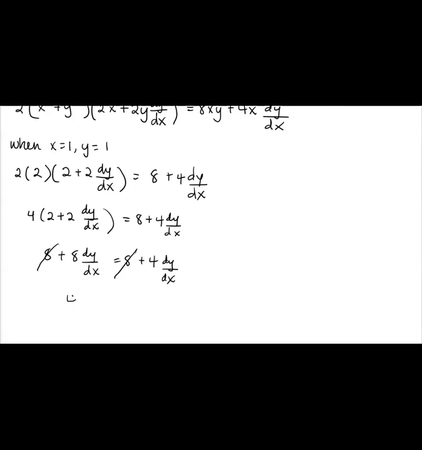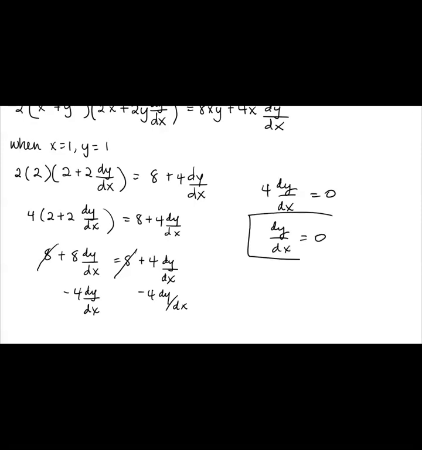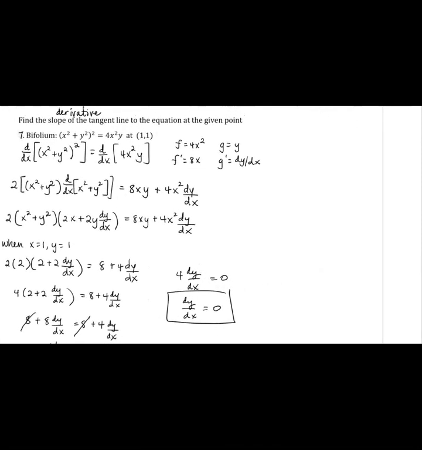So now I'm going to subtract 4 dy dx from both sides of this equation, which leaves me with 4 dy dx is equal to 0. And then dividing both sides by 4, I get that dy dx is equal to 0. So this graph must have a horizontal tangent line at the point 1, 1.